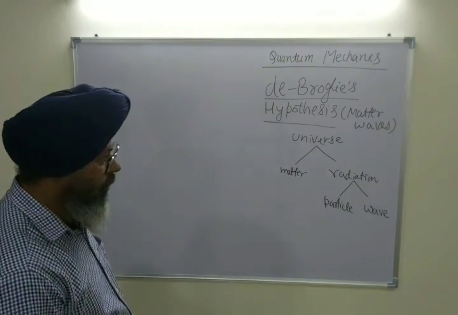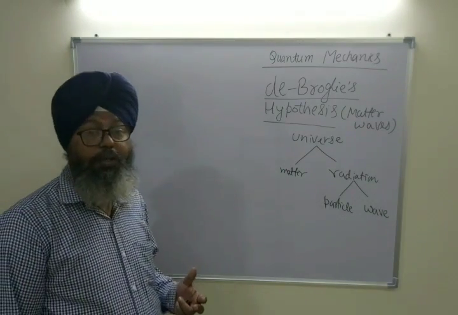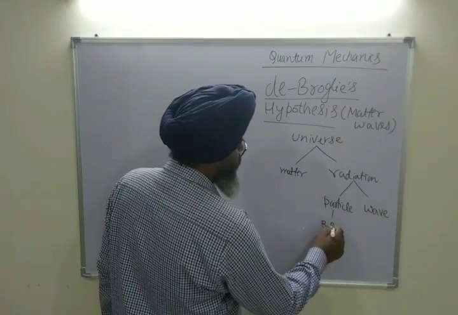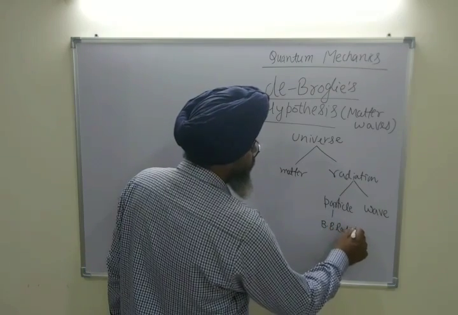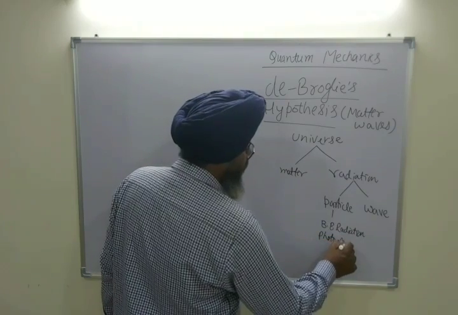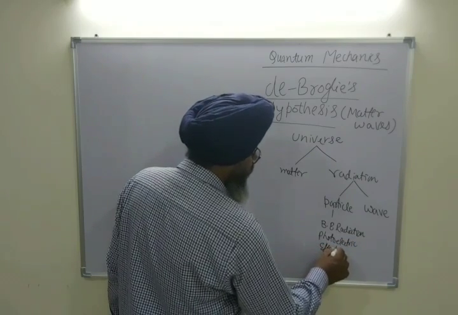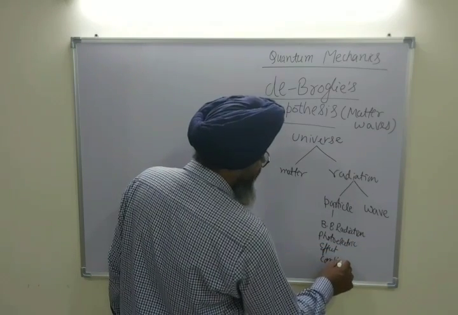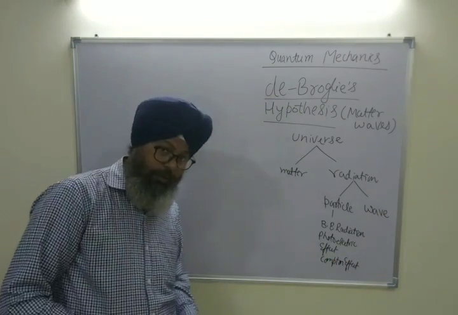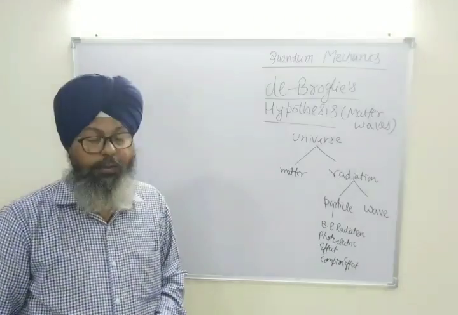There are certain properties of the radiation which can be explained by assuming that radiation has particle nature. These properties include black body radiation, photoelectric effect, which is famous and almost every student has knowledge about it, and Compton effect, and many others, of course. But these three are the major properties of radiation which we can explain by assuming particle nature of light only.